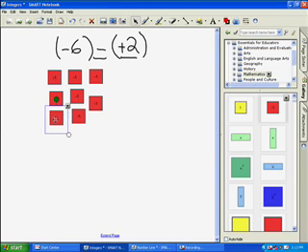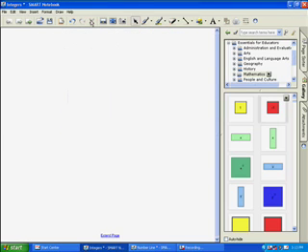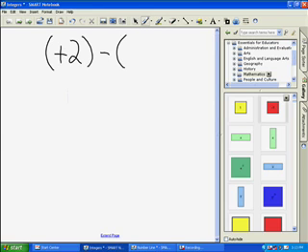So we have 1, 2, 3, 4, 5, 6, 7, 8. We have 8 negatives, so our answer is negative 8. Okay? Home stretch, almost done, ladies and gentlemen. We're going to get rid of all of this. The last one is we're going to subtract a negative from a positive. Okay, positive 2, subtract negative 6.